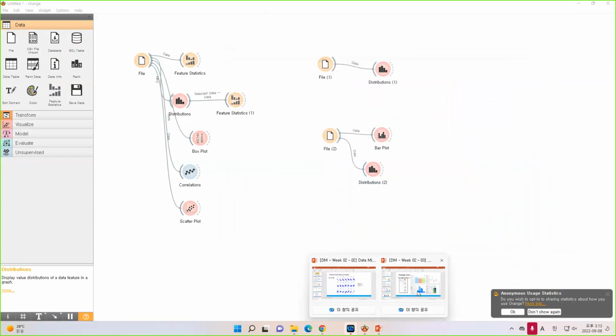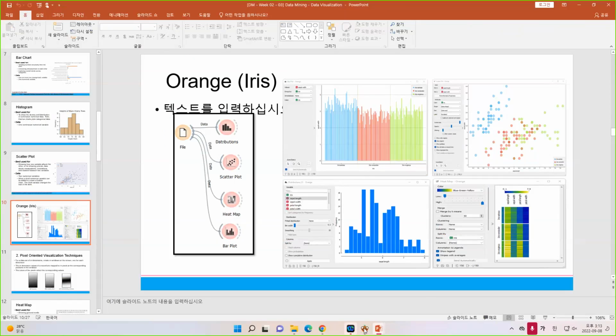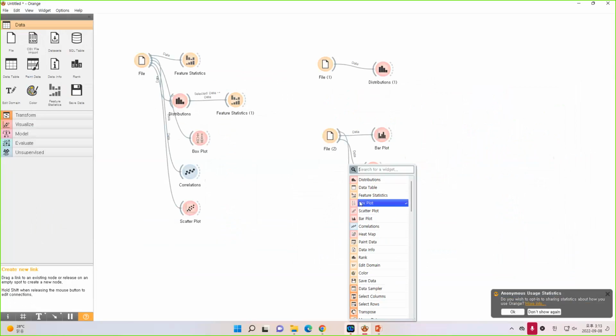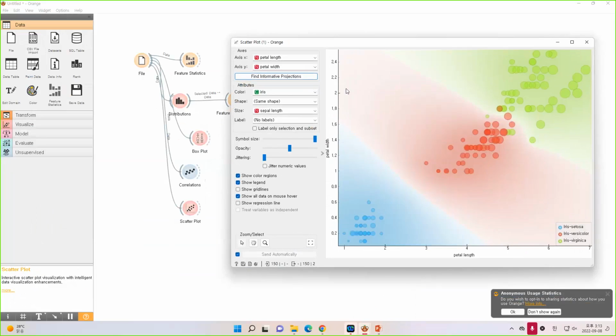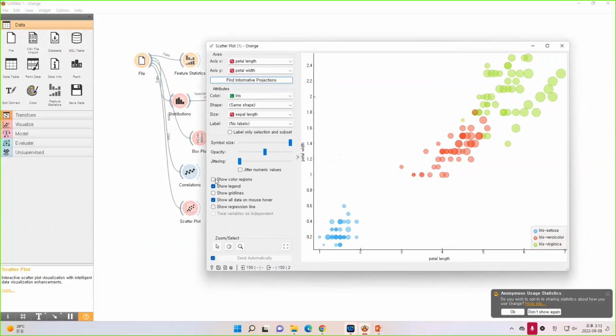What about the other graph? Scatter plot. Okay, we just look at the scatter plot. Let me just remove the color. If you want to show the color, we can see this color. Okay, the size. If I want to see the petal length and the petal width, this is the data.